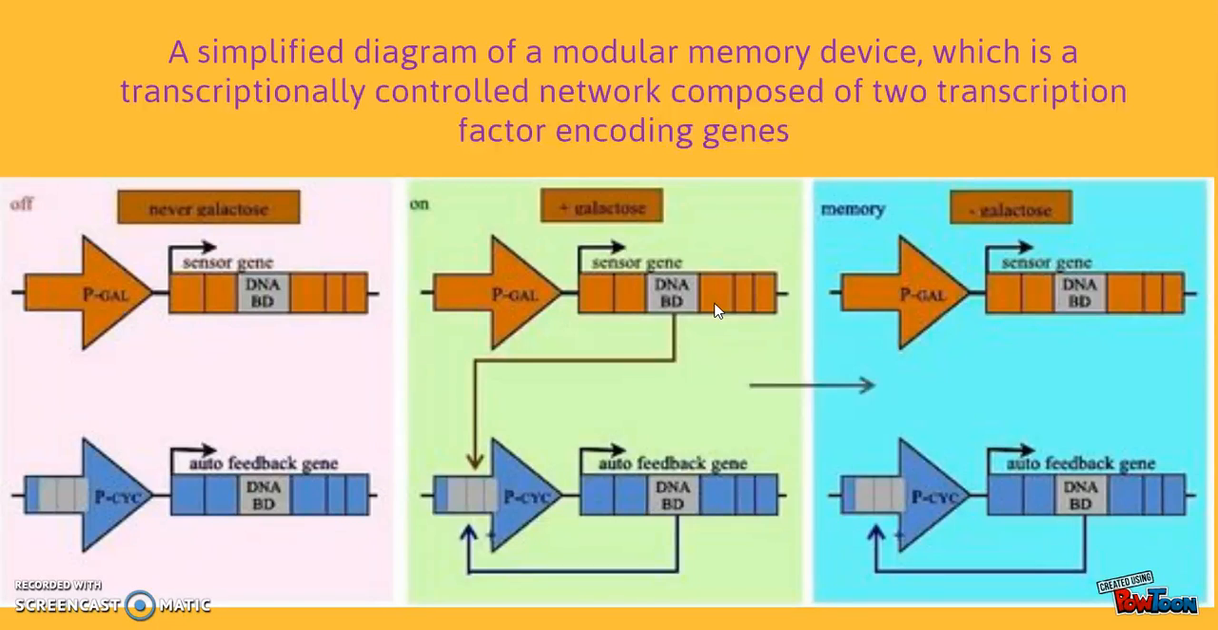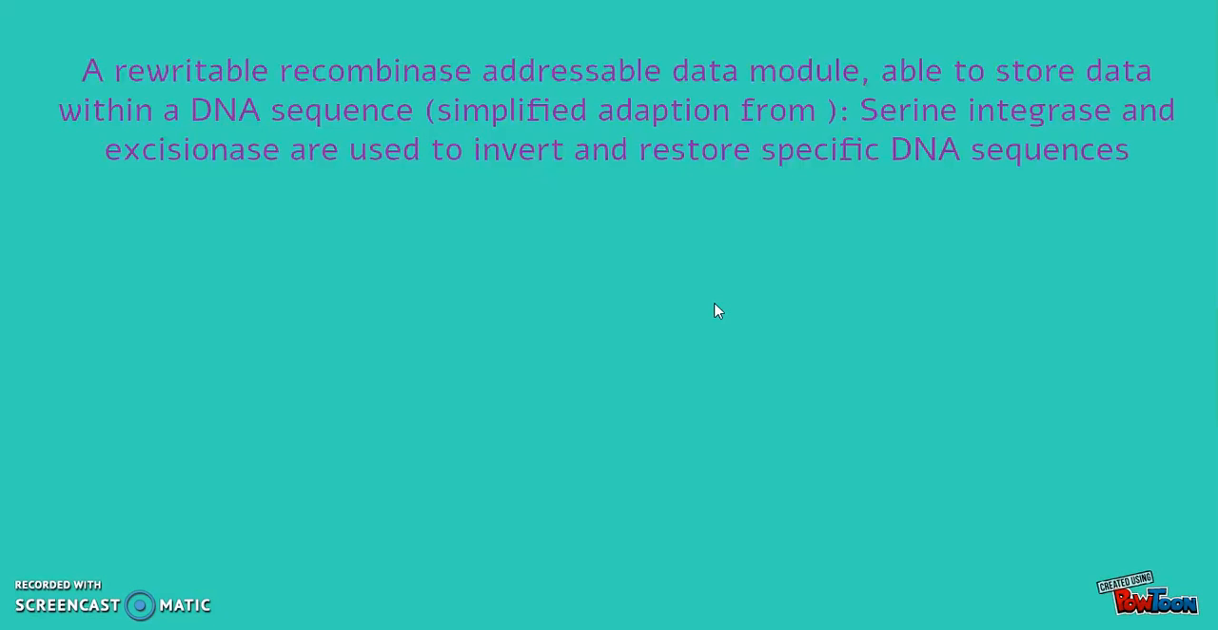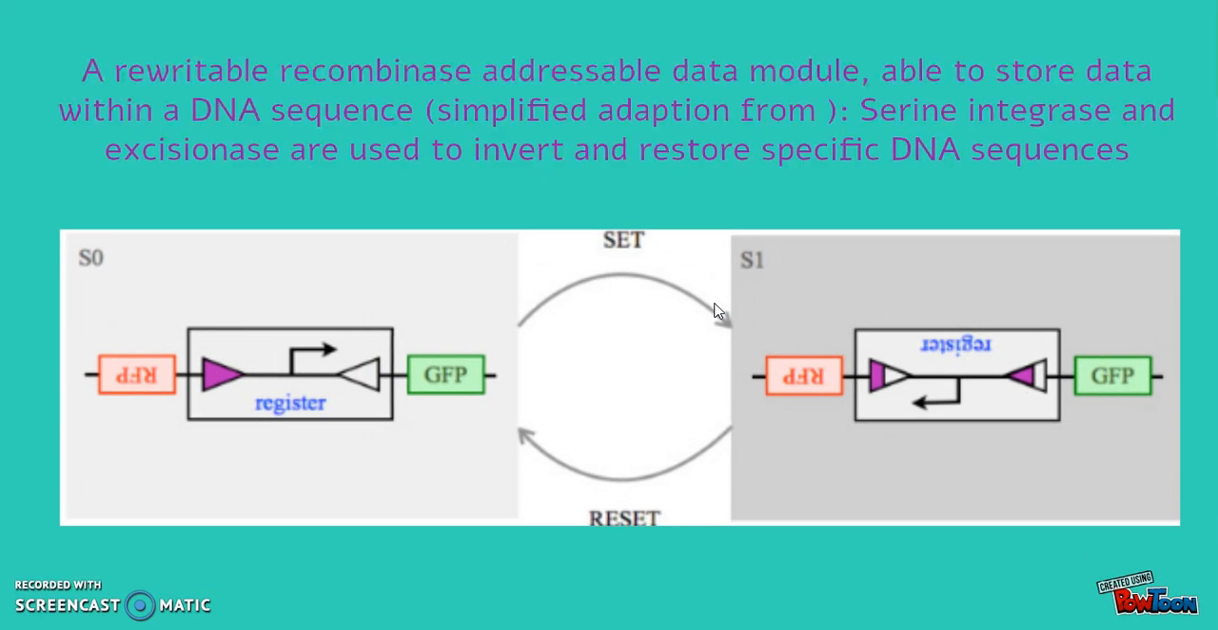If the signal is removed, the autofeedback activator is able to initiate its own expression even if the inducing signal is lacking, which means that the system has stored the information. A rewritable recombinase addressable data module is able to store data within the DNA sequence. Serine integrase and excisionase are used to invert and restore specific DNA sequences.